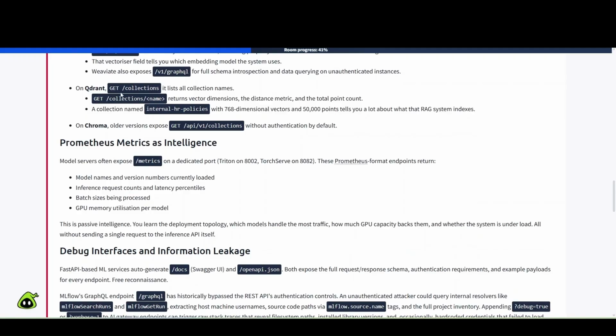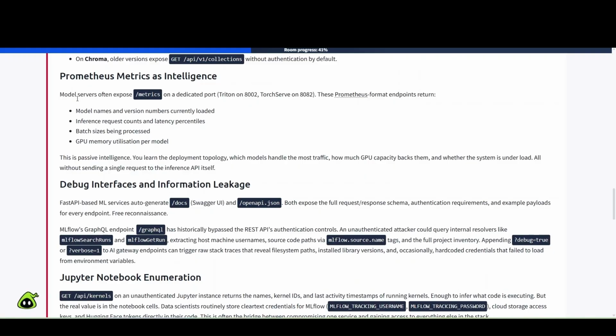On Qdrant, GET /collections lists all collection names. GET /collections/{name} returns vector dimensions, the distance metric, and the total point count. A collection named internal HR policies with 768-dimensional vectors and 50,000 points tells you a lot about what the RAG system indexes. On Chroma, older versions expose GET /api/v1/collections without authentication by default.